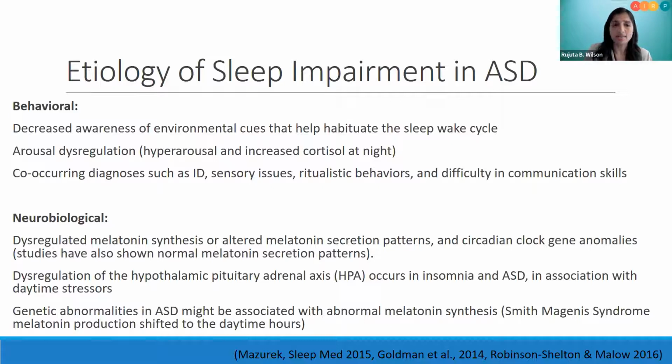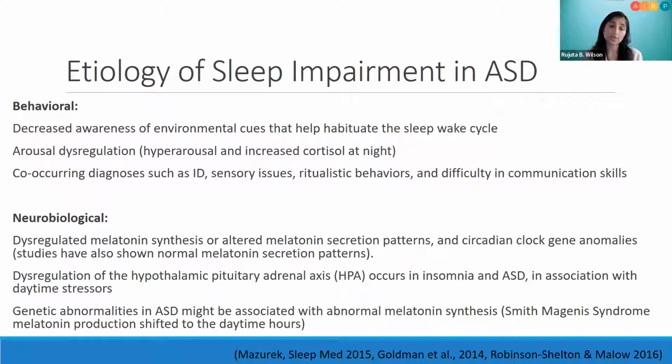The reason I highlight that is not that we know for sure this is the underlying etiology, but we've certainly seen some evidence that these could be altered. But there's still a lot to be done. There's also been some studies that have looked at what we call the hypothalamic pituitary adrenal axis. And they've shown that there's some dysregulation in this HPA axis, particularly underlying insomnia in autism, and also in association with some daytime stressors.